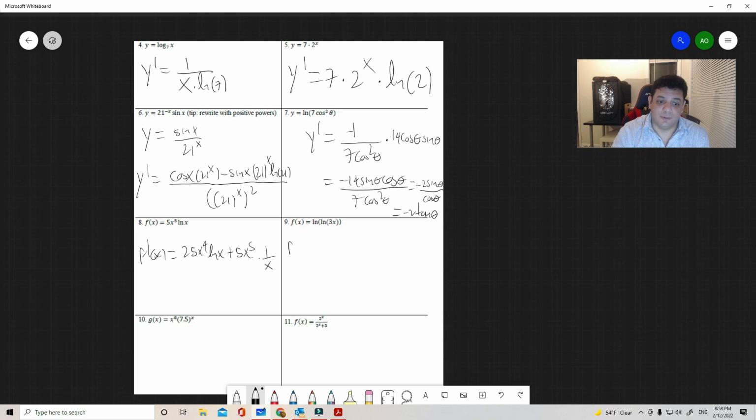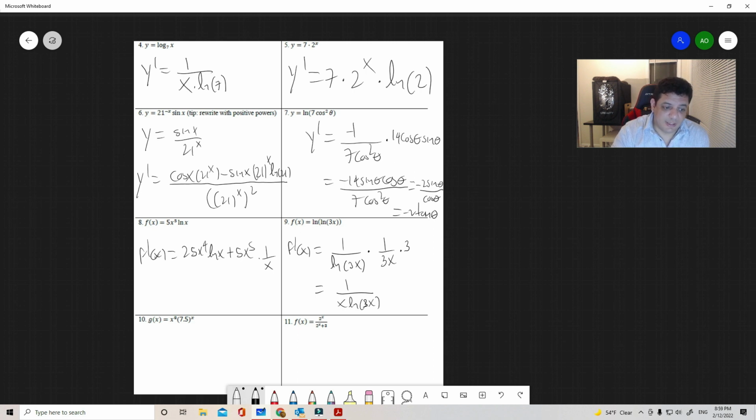Number 9 is log of log of 3x. The derivative of this goes with a chain rule, so it's 1 over log of 3x times the derivative of log of 3x, which is actually 1 over 3x times 3. So the end result of this will be 1 over x log of 3x.